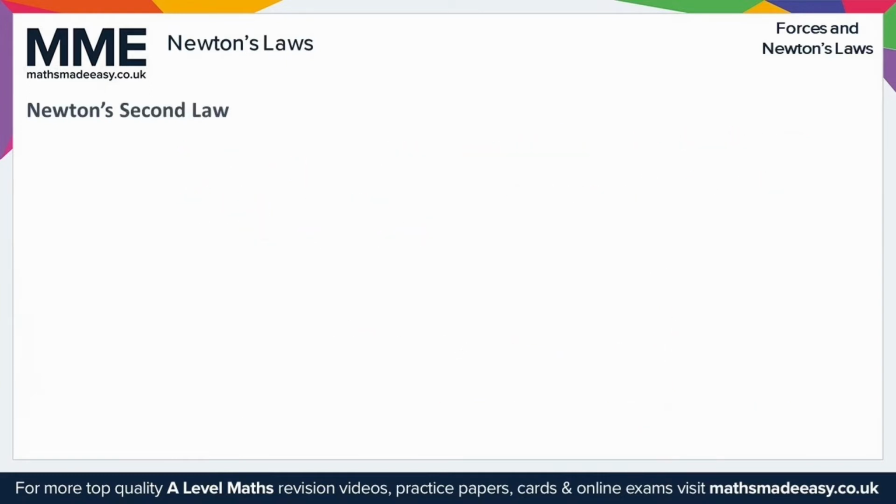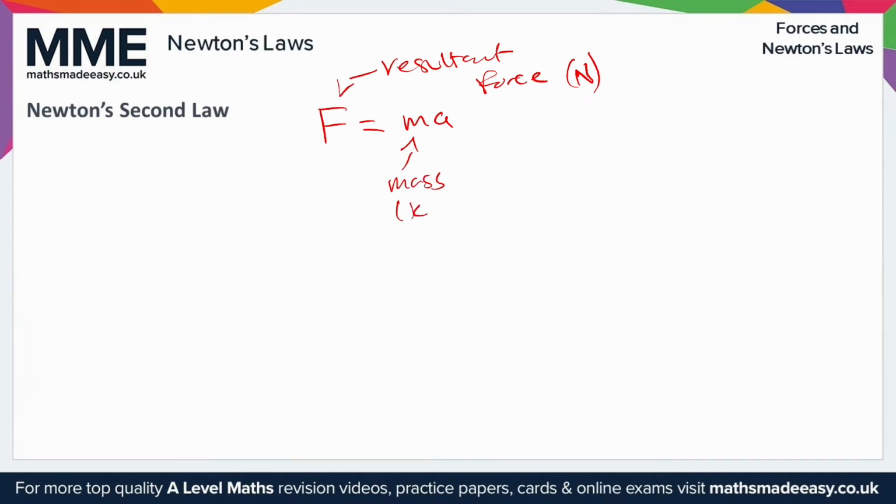So Newton's second law is the resultant force on a body is equivalent to its mass multiplied by its acceleration. So in short, you can just write F equals ma. Okay, so this is its resultant force. Resultant force, of course, force, so measured in newtons. This is its mass, measured in SI units, so kilograms. And this is its acceleration, which again, SI units, so this will be in meters per second squared.